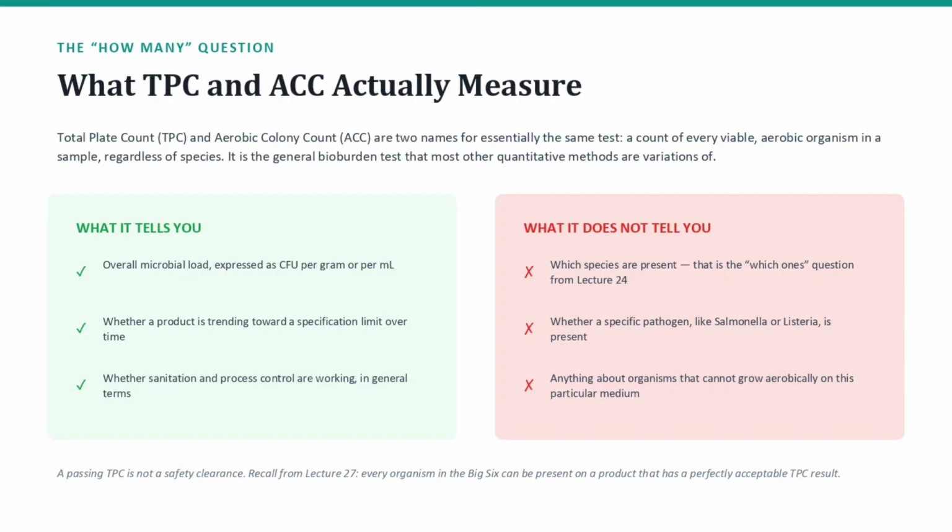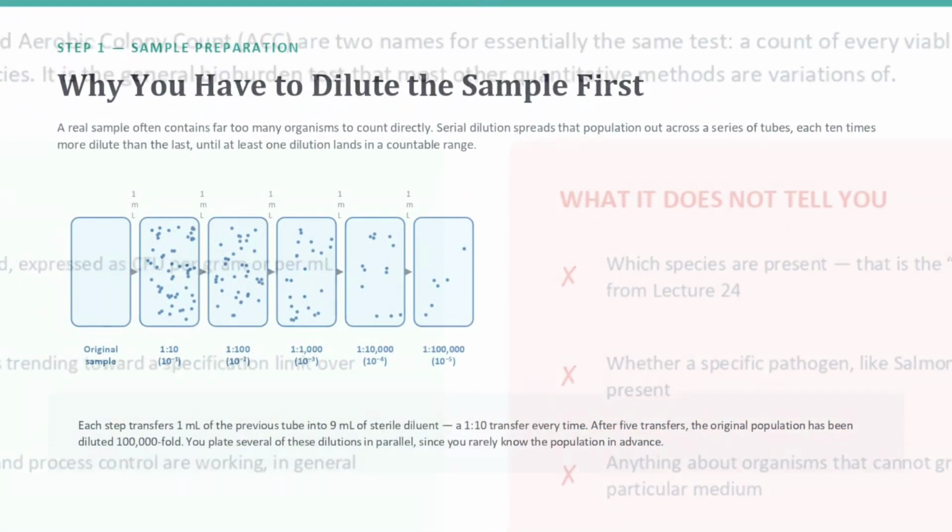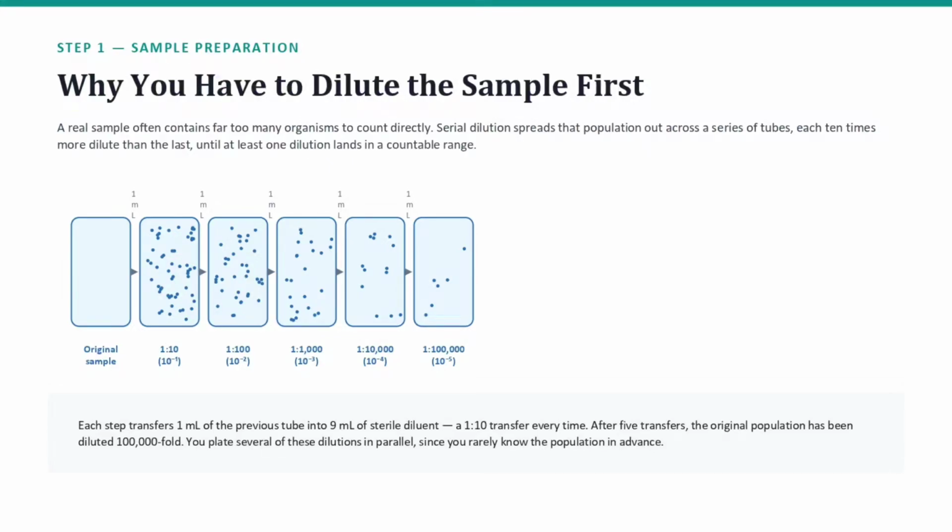I want to be very direct about this. A passing TPC is not a safety clearance. Recall Lecture 27. Every single organism in the Big Six can be present on a product that has a perfectly acceptable TPC result. Keep that in mind for the rest of this lecture. Let's get into the actual method, starting with why you have to dilute the sample first.